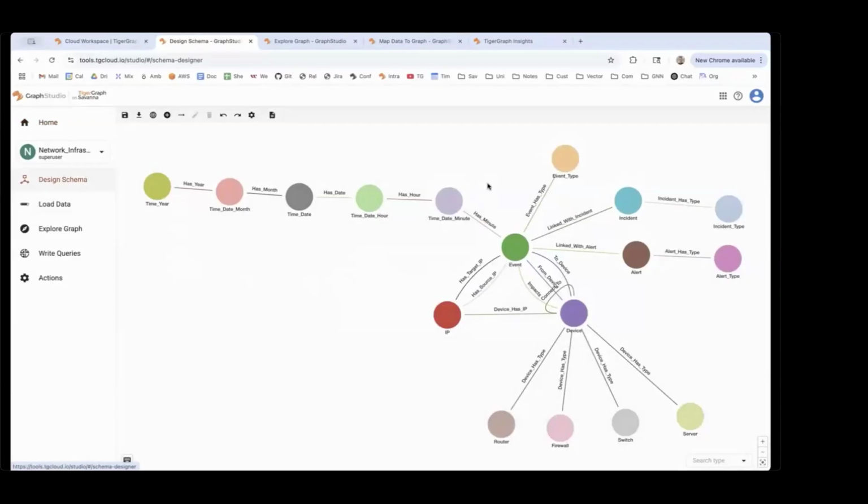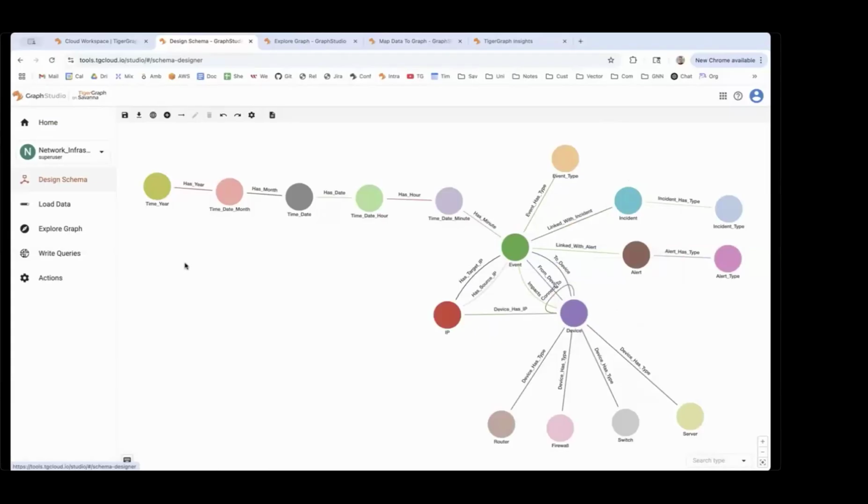That event vertex is connected to time dimensions, including time, date, month, and year. It's also connected to incident and alert vertex, as well as a device vertex. And I can see all of the relationships defined by the edges as these lines between those nodes. Now, devices has 4 different types: server, switch, firewall, and router. And I can see that these devices can be connected to each other as defined by this edge here.